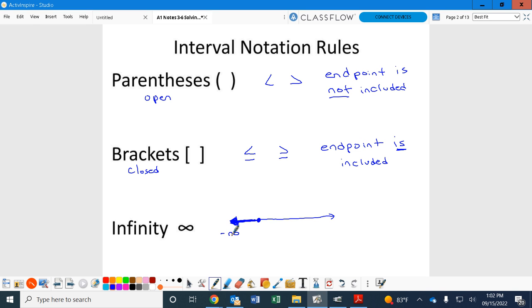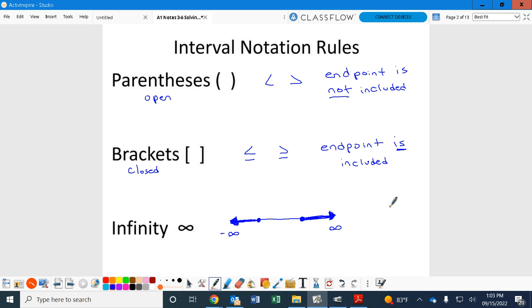Why would it have a negative sign? Because you're getting more and more negative as you go this way. Worth less and less and less, but it keeps going forever. On this end, if you had one and it went this way, it would go towards positive infinity. It just means it never stops, guys.